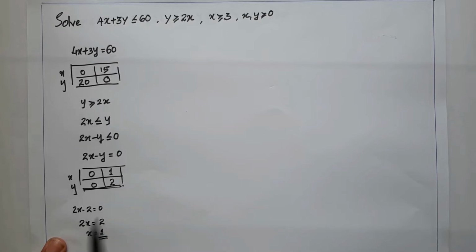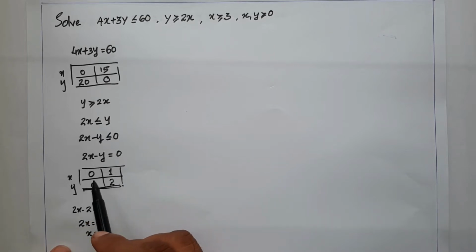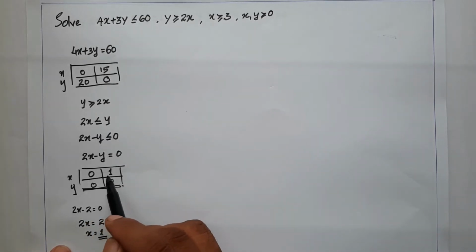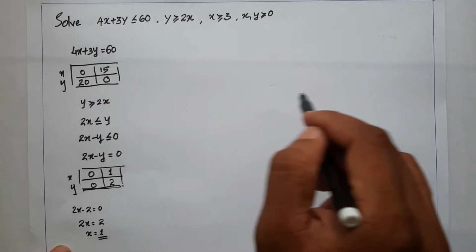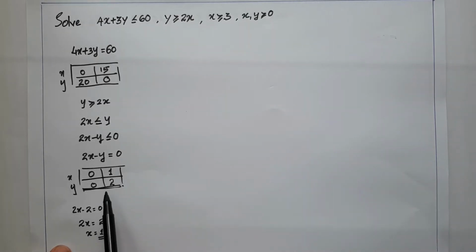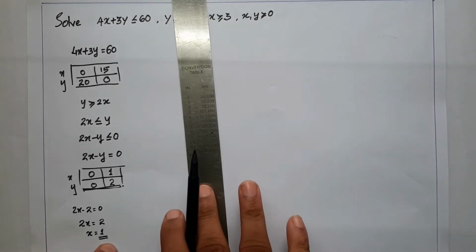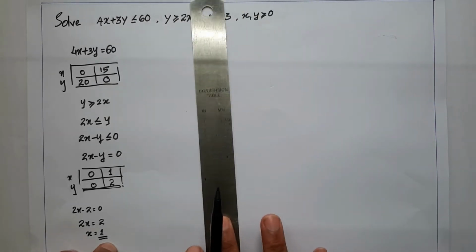That is, our point is (1, 2). If we take y equal to 1, we get a fraction value of x. You can take any number, no problem, but if you get a fraction, it will be very difficult to plot the points on the graph. So you take y equal to 2, and therefore x is equal to 1. Now we plot the points on the graph. We get the solution of these inequalities.